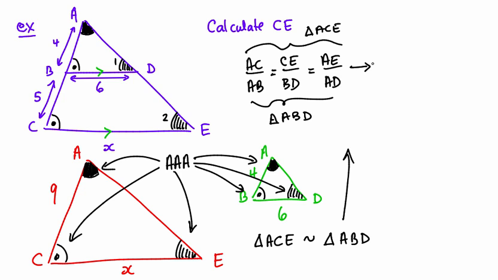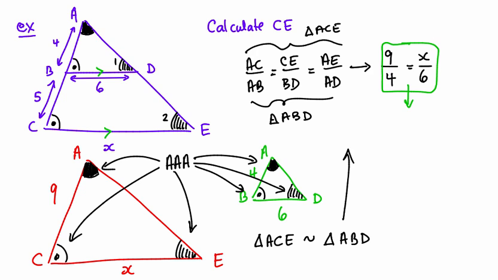So I can say, well, A to C is 9, and on the other one, A to B is 4, and C to E is what I want to try and figure out, and B to D is 6. I really don't need to do anything else. I was never asked how big AE is. I don't know how big AD is. It actually doesn't matter. All I need to do now is solve it.